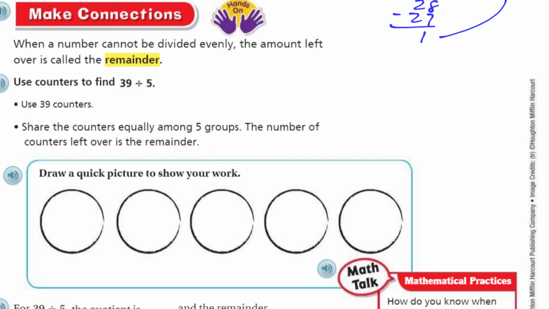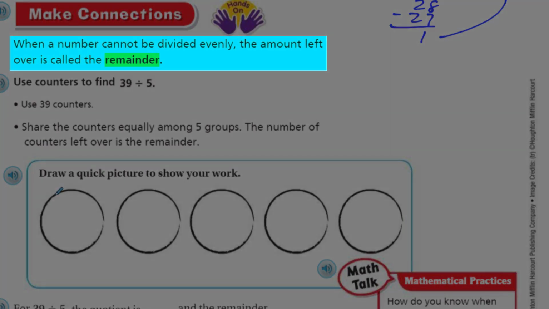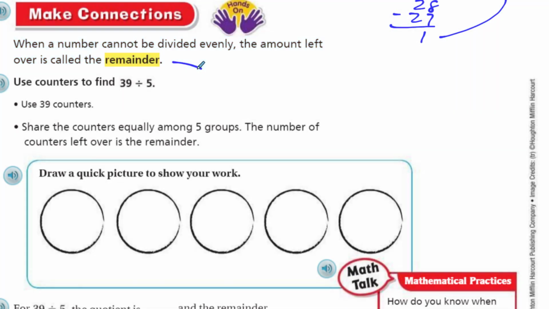Now it says, make connections. When a number cannot be divided evenly, the amount left over is called the remainder. Okay, sure, we knew that. Use counters to find 39 divided by 5. It says, use 39 counters. Share the counters equally among 5 groups. The number of counters left over is the remainder.